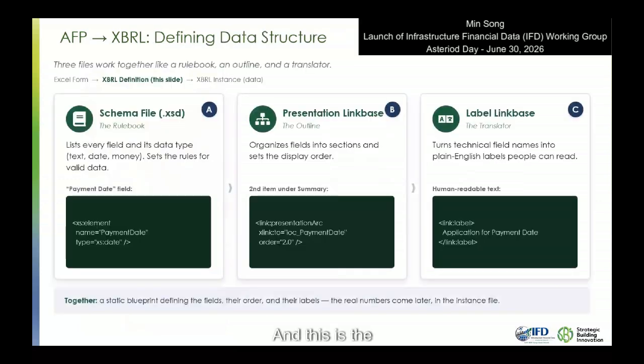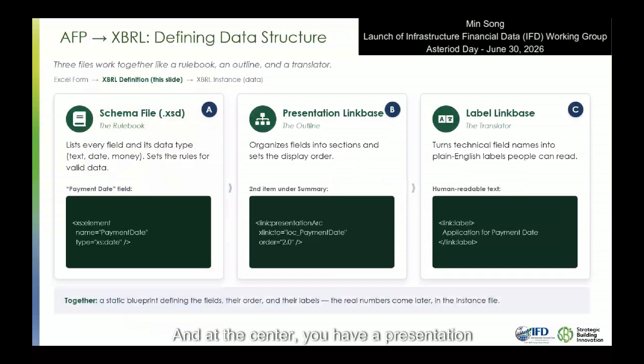And this is the target schema for the XBRL. Right now, as we understand it, there is no XBRL schema defined for application for payment. We do have an Excel file or spreadsheet, but there is no structured XBRL definition of application for payment. So for this, you have 3 different constructs, as you see here. On the left side, you have the XSD file that defines the structure of the XBRL data. That is sort of like a rule book.